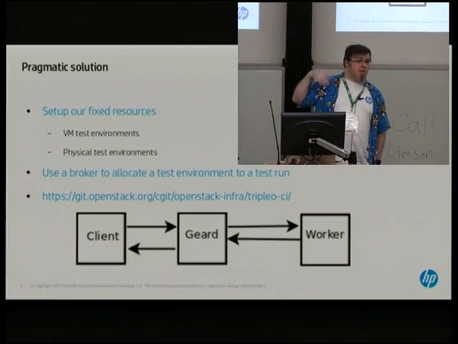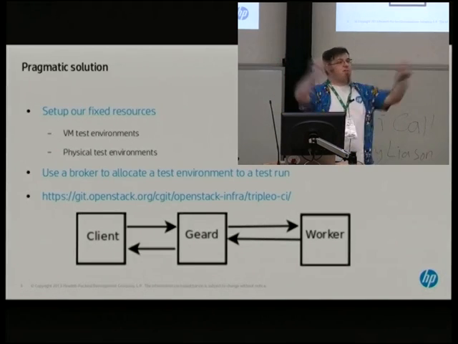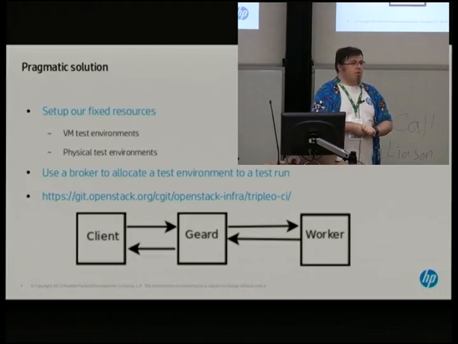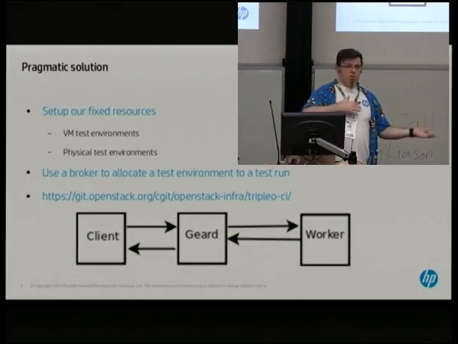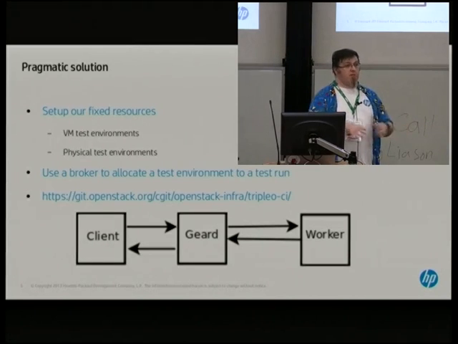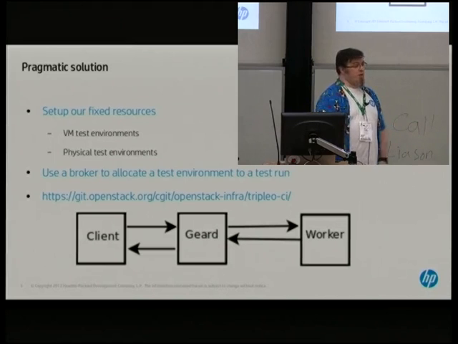So our dynamic slave comes along, test starts, it says, give me a test environment. The broker comes back and says, here's a test environment. And you run your test. And if the test crashes, the environment gets freed. If the broker crashes, the environment gets freed. If anything goes wrong, the environment gets freed. It's available for the next one.